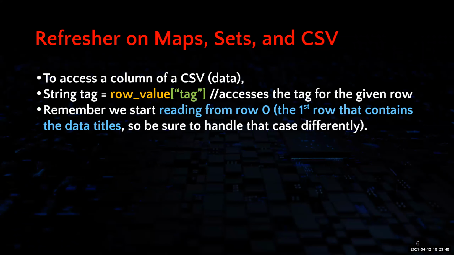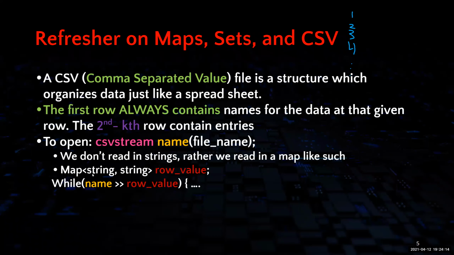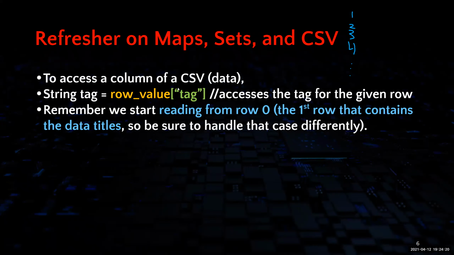I think I have it on the next slide. Yep, right here. Let's say I want to access the tag of a given post. Remember, when we're reading a CSV file, we start from row 1 and work our way down: row 2, row 3, row 4, onward. So let's say I'm working with the second row. If I want to access the second row's tag column, I'd create a variable called tag and set it equal to row value, which is what I'm reading in, a map of strings to strings. I can then operate on it by taking in the tag, and that'll give me the tag of the given post. Any questions, Aryan?